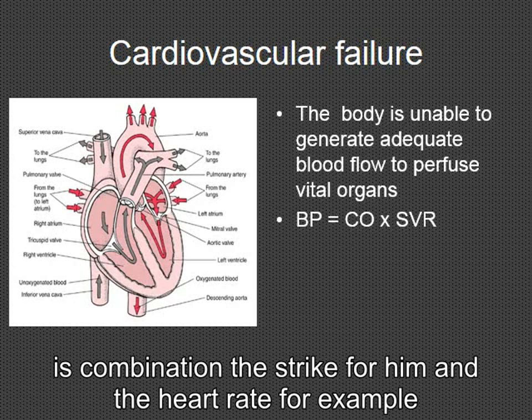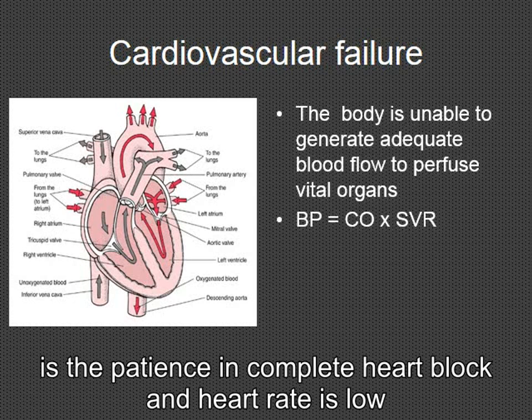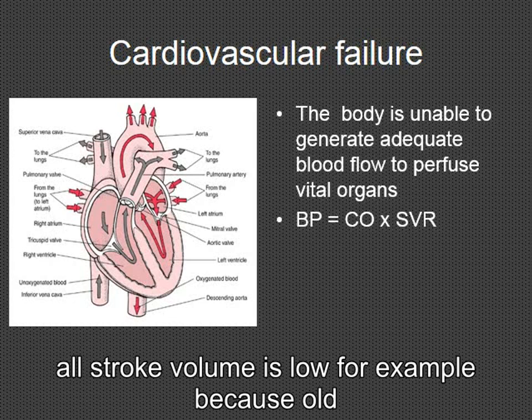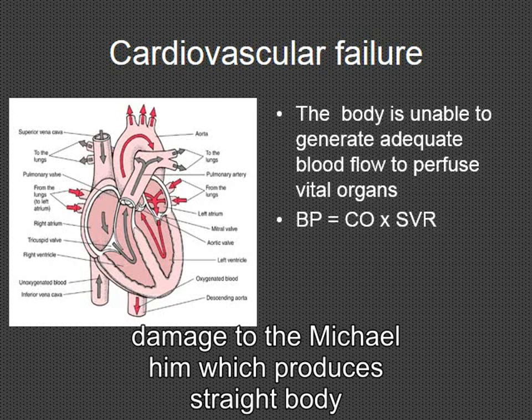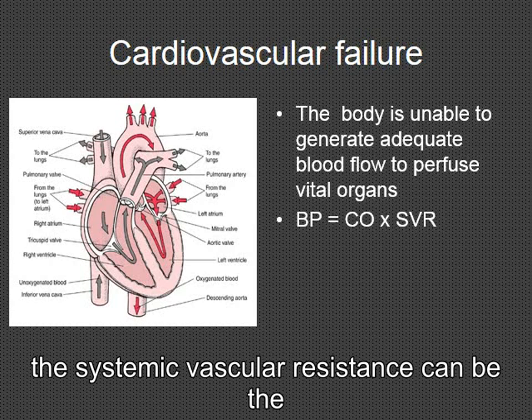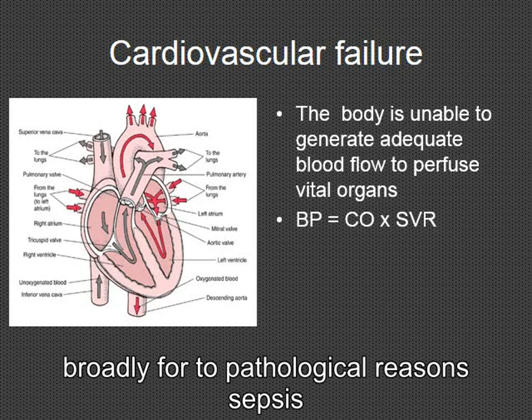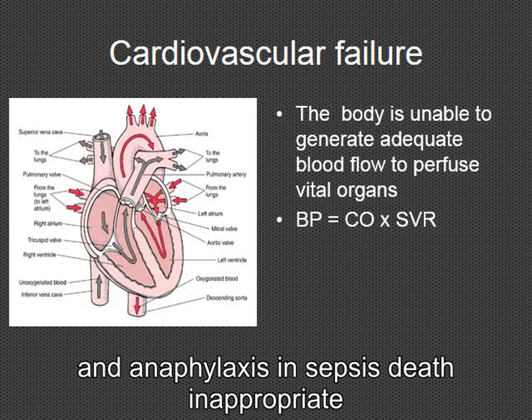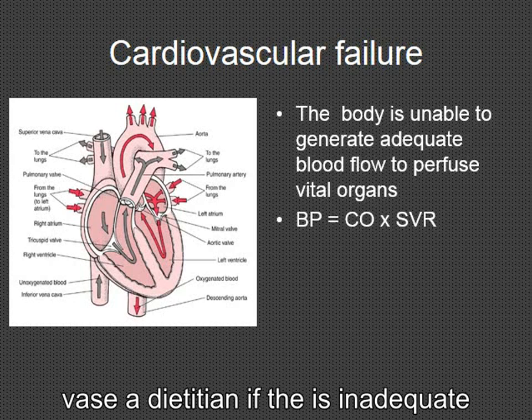The cardiac output is a combination of the stroke volume and the heart rate. For example, if the patient's in complete heart block and the heart rate is low, or the stroke volume is low, for example, because of damage to the myocardium, which reduces the stroke volume. The systemic vascular resistance can be low broadly for two pathological reasons: sepsis and anaphylaxis. In sepsis, there's inappropriate vasodilatation.